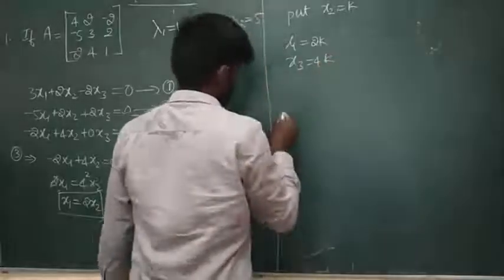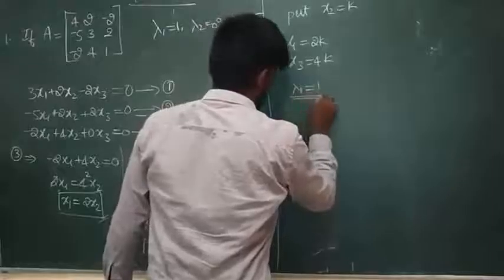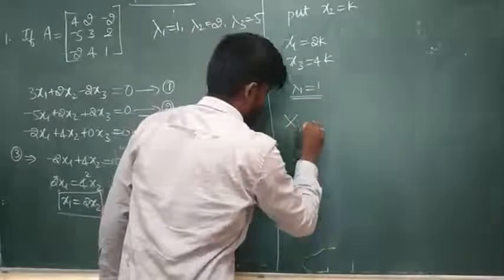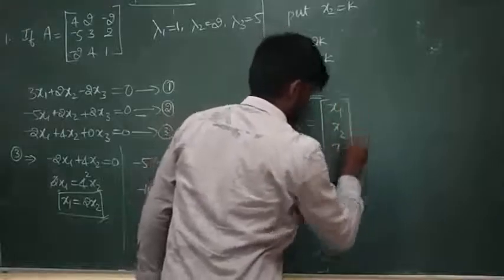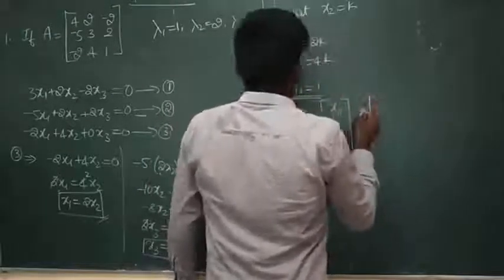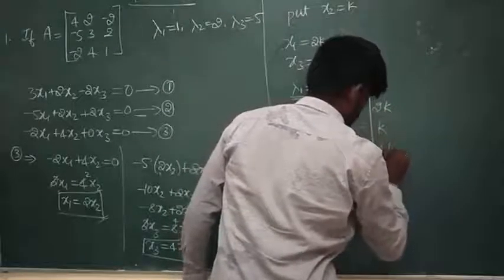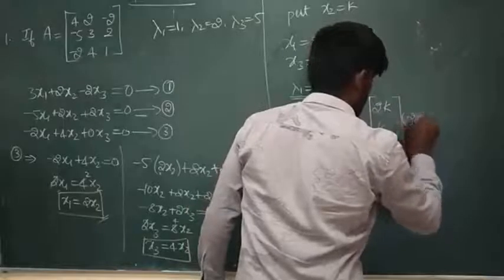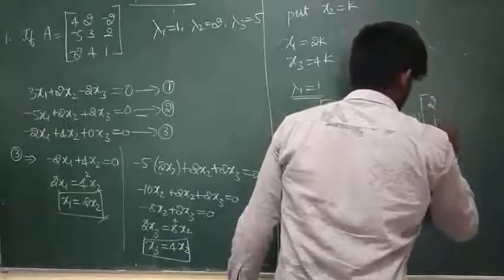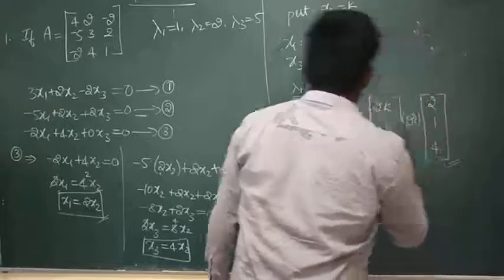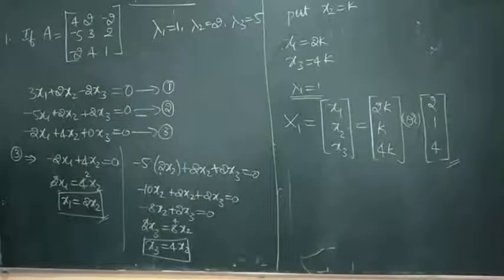Therefore, the eigenvector corresponding to the eigenvalue lambda 1 equal to 1, the eigenvector x, which is equal to x1, x2, x3, is nothing but 2k, k and 4k. Since k is a scalar, it is eliminated, giving 2, 1, 4. This is the eigenvector corresponding to the eigenvalue lambda 1 equal to 1.